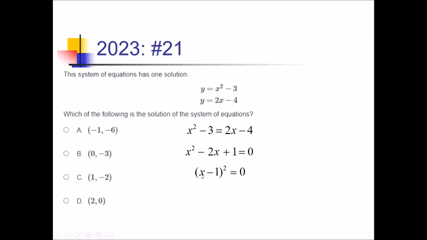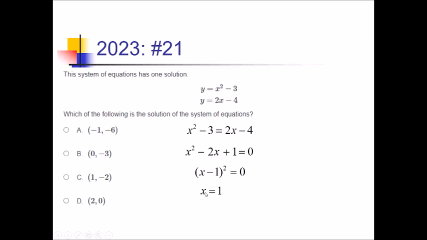Now just setting this equal to 0 to solve for x, if I plug in the x value 1, that's going to zero this out. So we have x equals 1 then for the x value. There's only one answer choice that has that. That would be choice C.